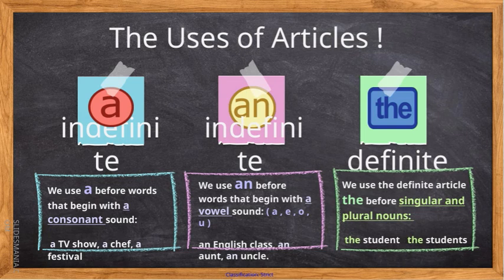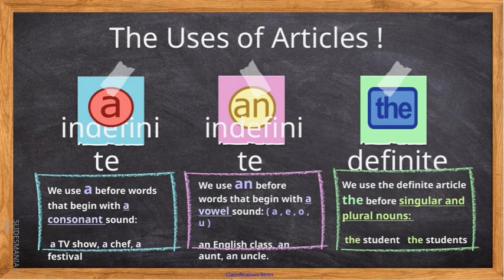Let's talk about how we use the definite article, the. We use the before both singular and plural nouns when we're referring to something specific or already known. For example, you might say the student if you're talking about a particular student, or the students when referring to a specific group of students.